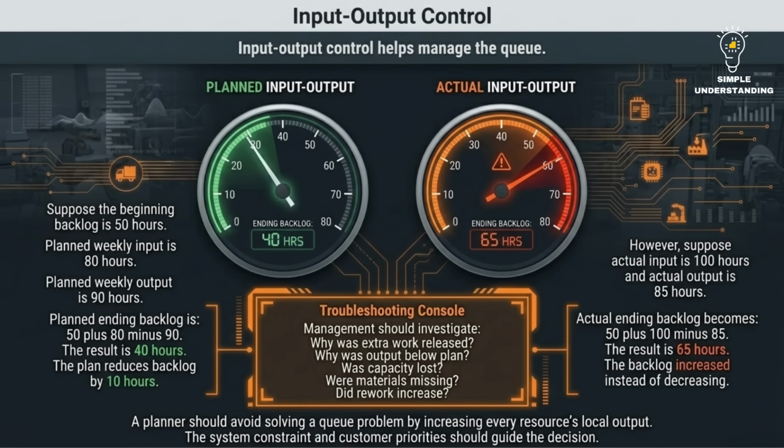Management should investigate. Why was extra work released? Why was output below plan? Was capacity lost? Were materials missing? Did rework increase? A planner should avoid solving a queue problem by increasing every resource's local output. The system constraint and customer priorities should guide the decision.